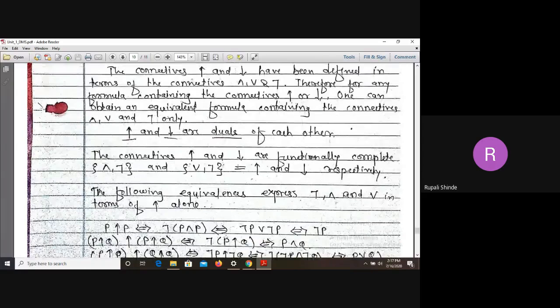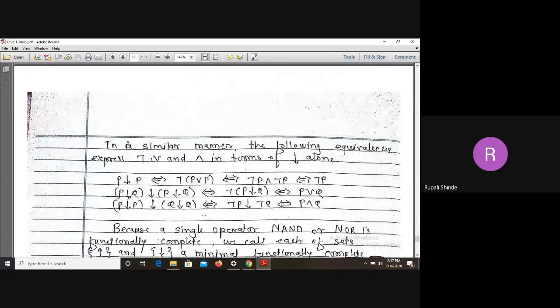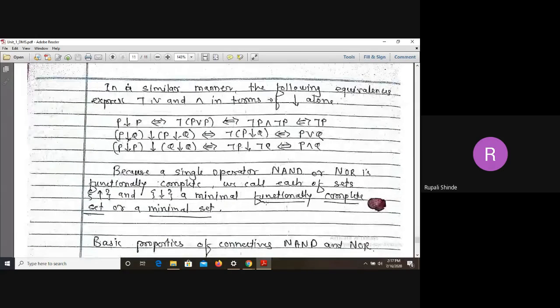That's why we can say that NOR and NAND are minimal functionally complete sets, or minimal sets, because NAND is from AND and NOT. We have already seen that AND and NOT are a functionally complete set. Again, NOR is from OR and NOT, and OR and NOT is already a functionally complete set of connectives. That's why these two sets, NAND and NOR, are called minimally functionally complete sets or minimal sets.